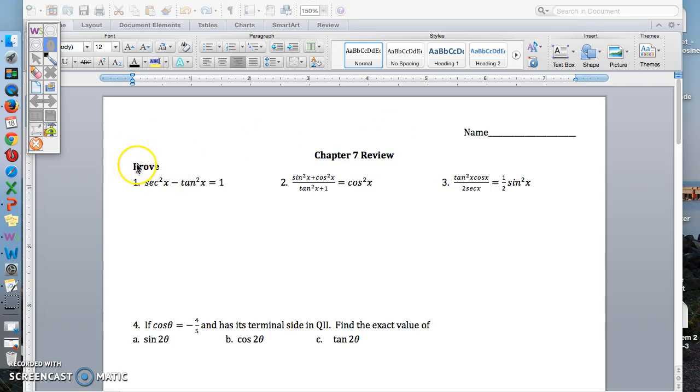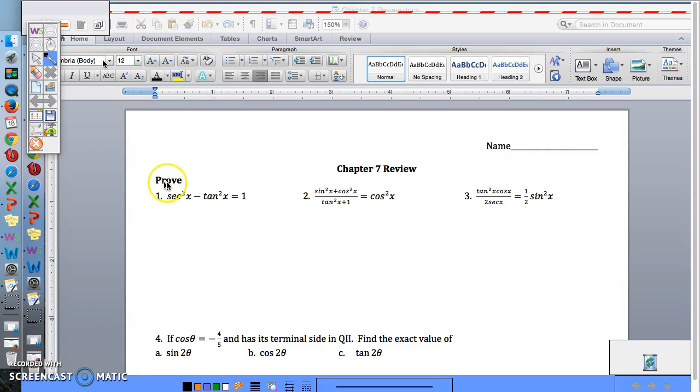All right, so for the first couple of the review, we have to prove that these are equal. So we're going to rewrite everything in terms of sine and cosine. Secant is the reciprocal of the cosine. So we have 1 over the cosine squared of x minus tangent is sine squared of x over cosine squared of x equals 1. So one way we could do this is we could fraction bust.